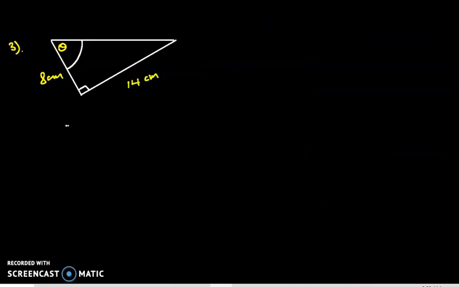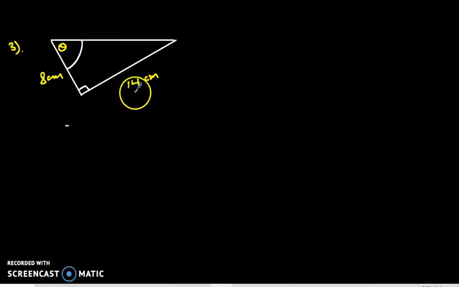Please remember one of the most important things to do here is to identify the sides correctly, because if you identify the sides correctly, this will give you a good chance to select the right trig ratio. Because if you select the wrong ratio and you carry out a calculation, even when the calculation looks logical, your answer will be off because you didn't select the right thing.